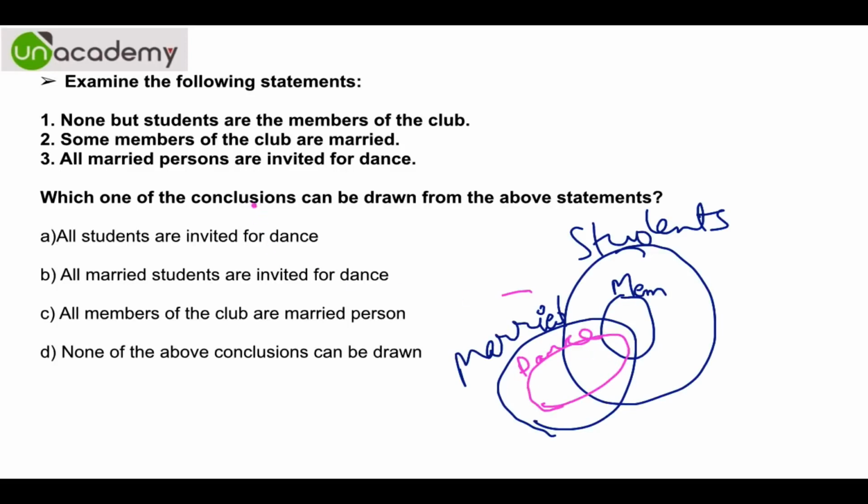Okay, which one of the following conclusions can be drawn from the above statements? All students are invited for dance. No, this is wrong. This portion is not invited at all. All married persons are invited for dance. See, this is also wrong, because all the married persons who are not members might not be invited. Is that the point, are you getting? All members of the club are married persons.